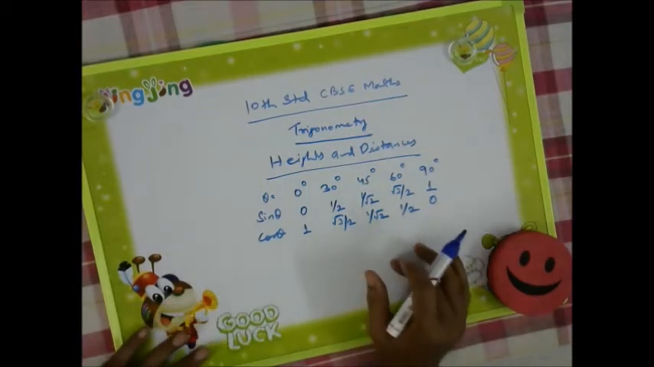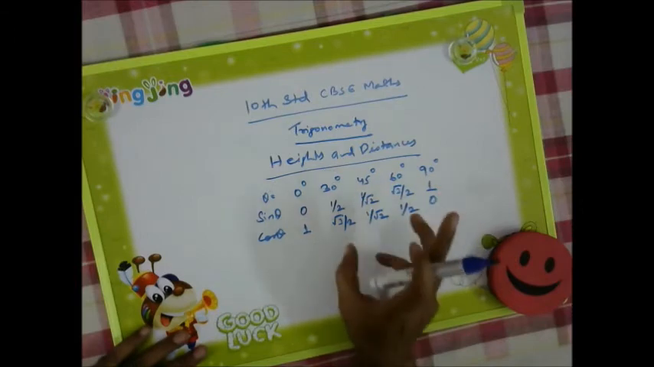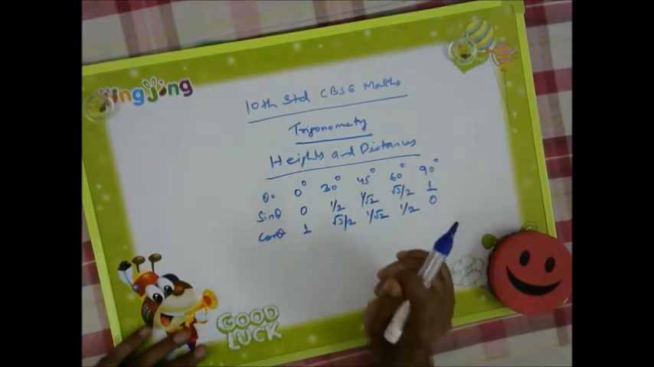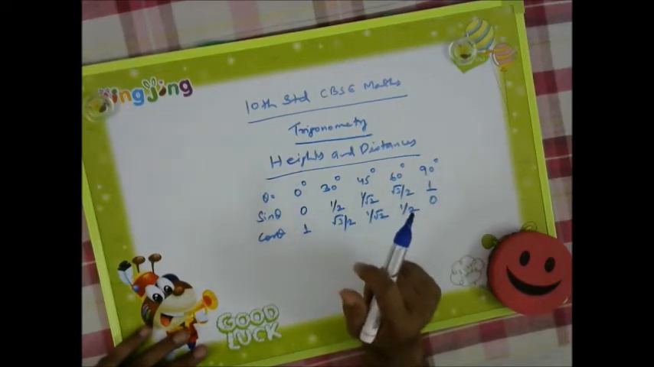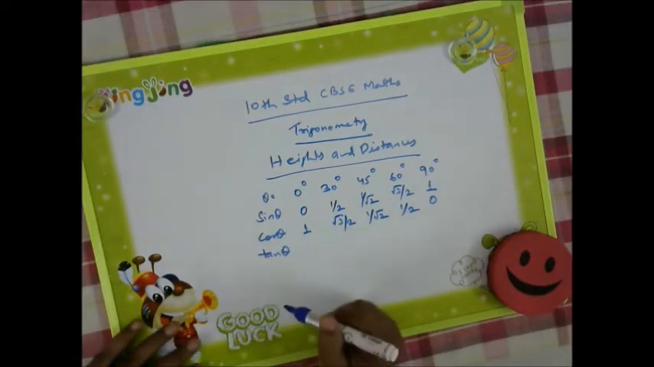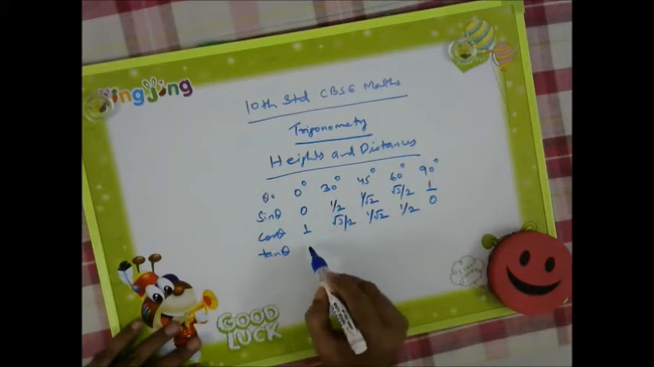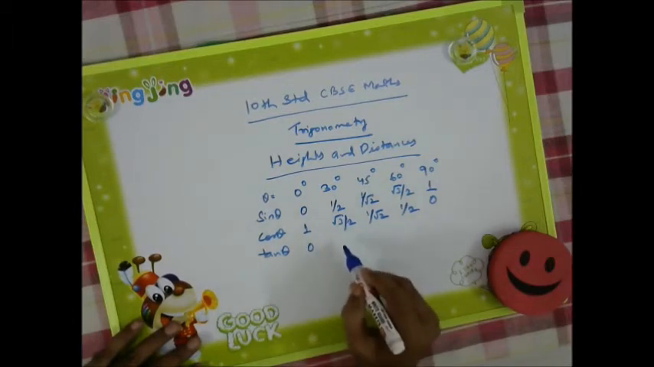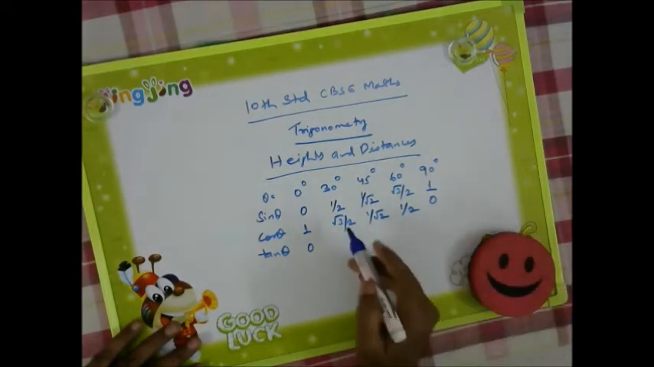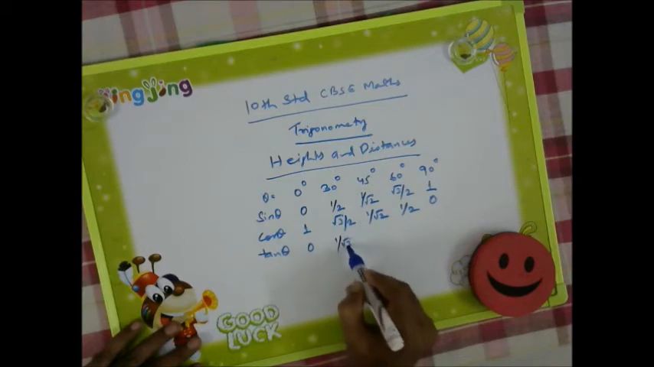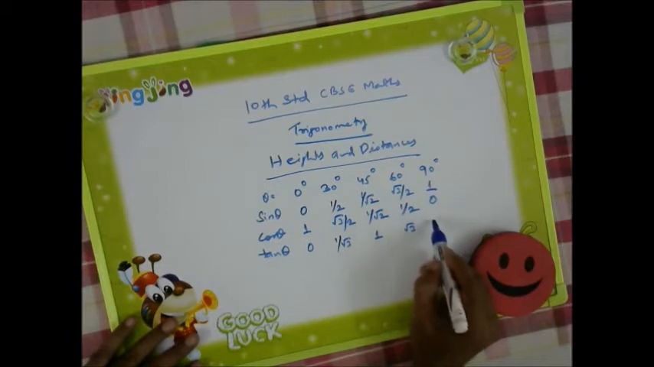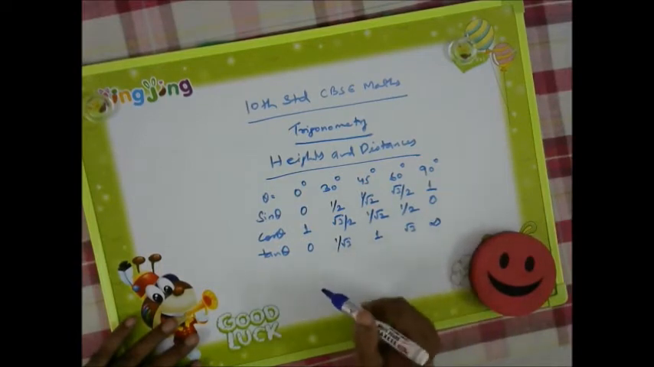These things we already studied, but we have to utilize these values when solving questions related to heights and distances. That is the main reason we are revising all this. Then tan theta. Tan 0 is 0. Tan 30 degree is 1 by root 3. Tan 45 degree is 1. Tan 60 degree is root 3. And tan 90 degree is infinity, not defined.